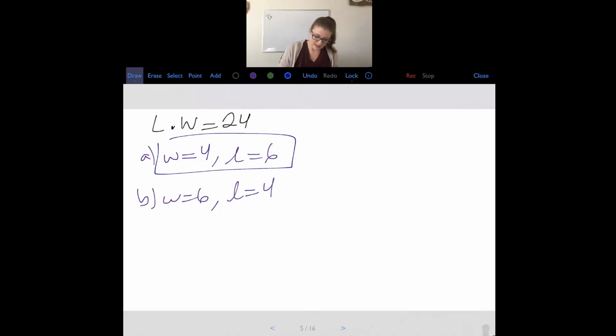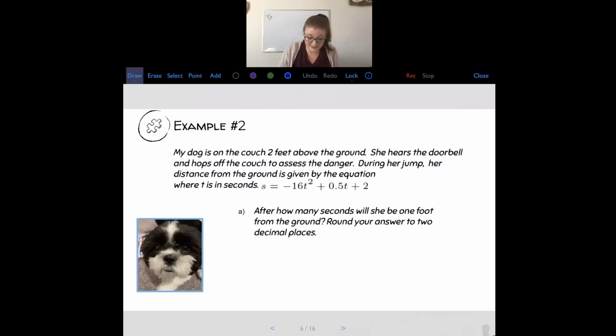Next example. My dog is on the couch 2 feet above the ground. She hears the doorbell and hops off the couch to assess the danger. When she jumps in a curved fashion, it's parabolic, or part of a parabola. During her jump, her distance from the ground is given by the equation S equals negative 16t squared plus 0.5t plus 2, where t is in seconds. Sorry, the equation got moved a little bit. And there's a picture of my dog.